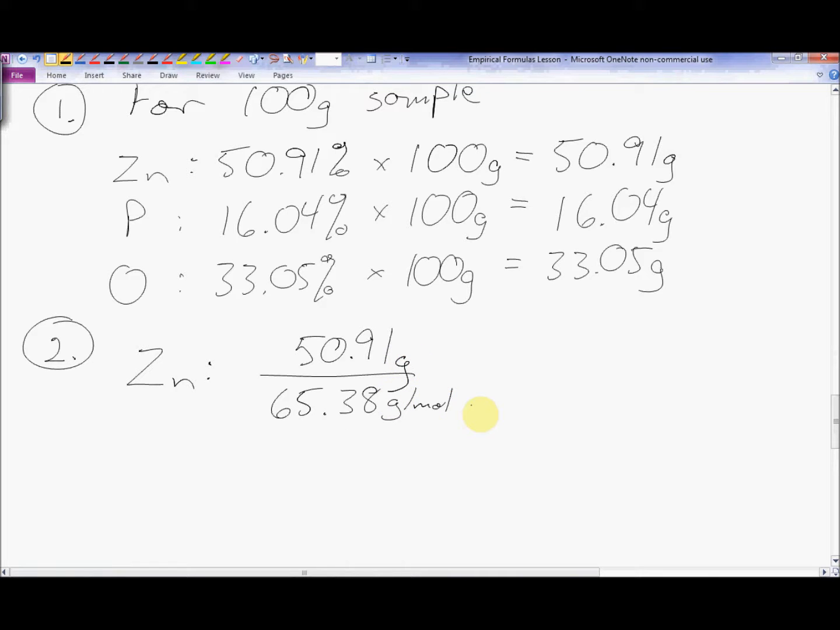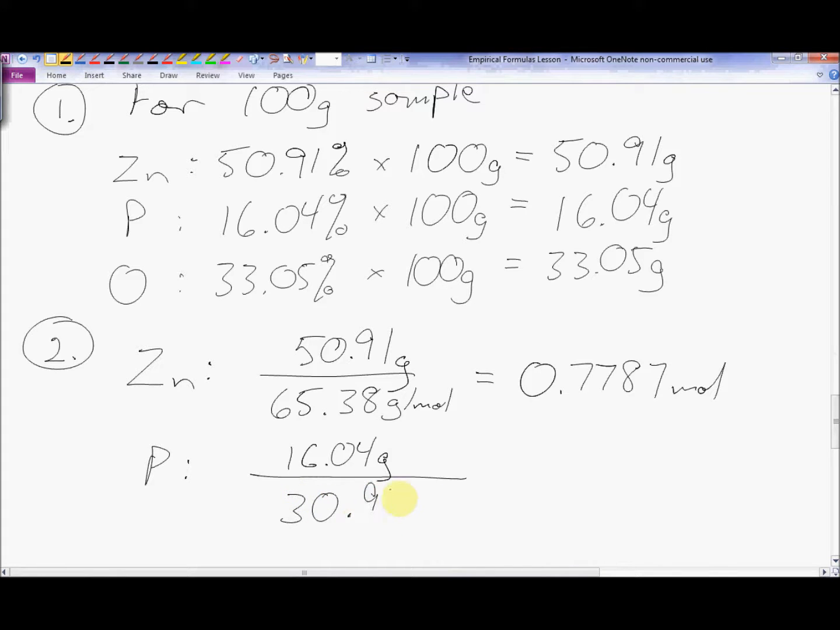Okay, so that works out to be, using my calculator, 0.7787 moles of zinc in a 100 gram sample. Doing phosphorus now. Phosphorus, we said we had 16.04 grams, divided by the molar mass of phosphorus. If we look up phosphorus in the periodic table, we find that its mass is 30.97 grams per mole. Okay, and so the total number of moles that we get for phosphorus in a 100 gram sample is 0.5179 moles.